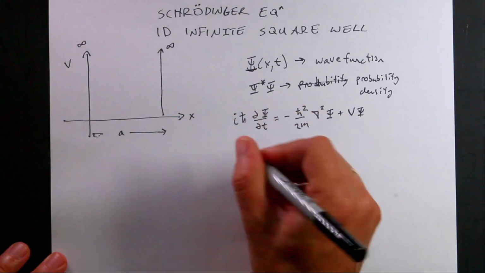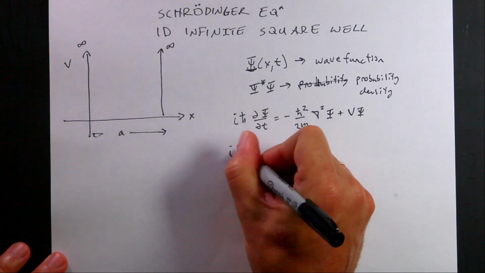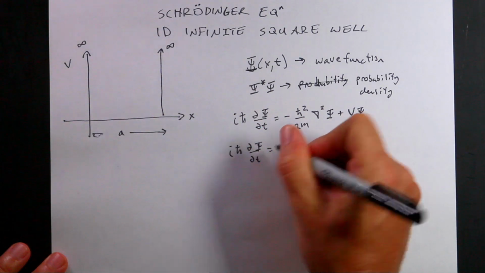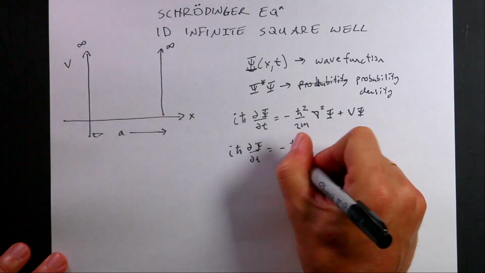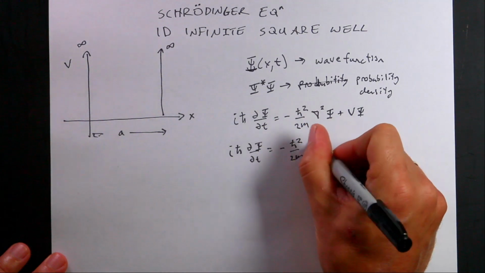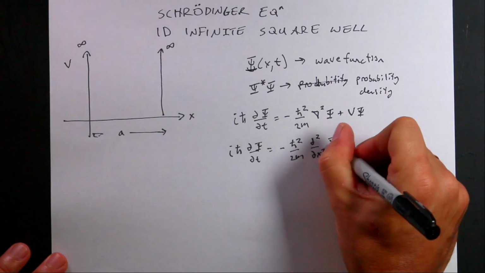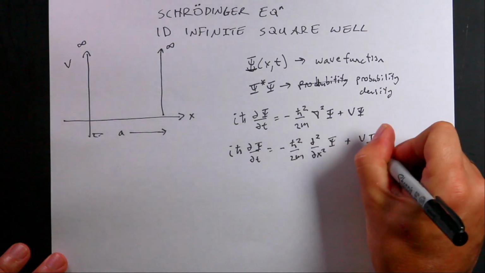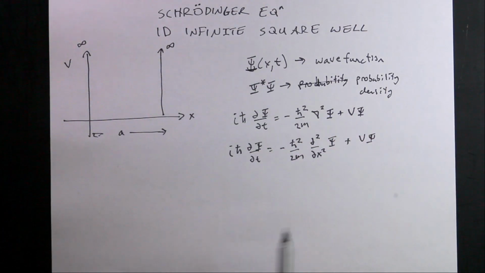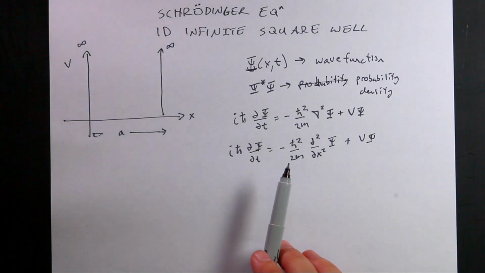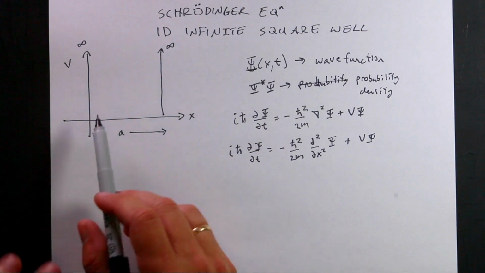So in 1 dimension, it would look like this. i h bar, the partial of psi with respect to t, equals negative h bar squared over 2m times the second partial derivative with respect to x of psi, plus V psi. So that's the equation we want to work on. It is a differential equation, and we want to try to solve that.